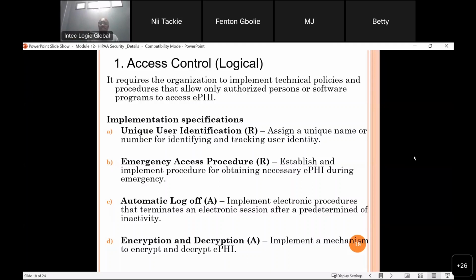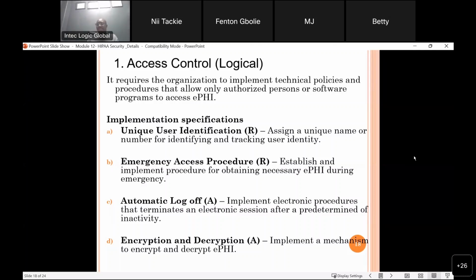Automatic logoff. Implement electronic procedures that terminate an electronic session after a predetermined time of inactivity. Some people walk away from their PC and don't lock it. But HIPAA says that even if they do that, set your system in such a way that maybe within 15 minutes, within 10 minutes, the system will lock them off, depending on the sensitivity of the system and the data they are working on.